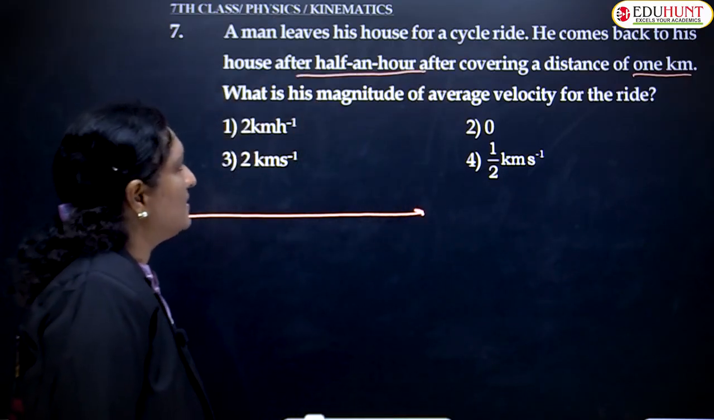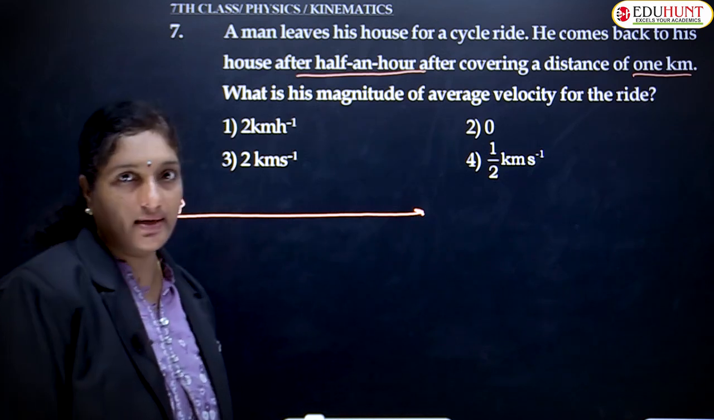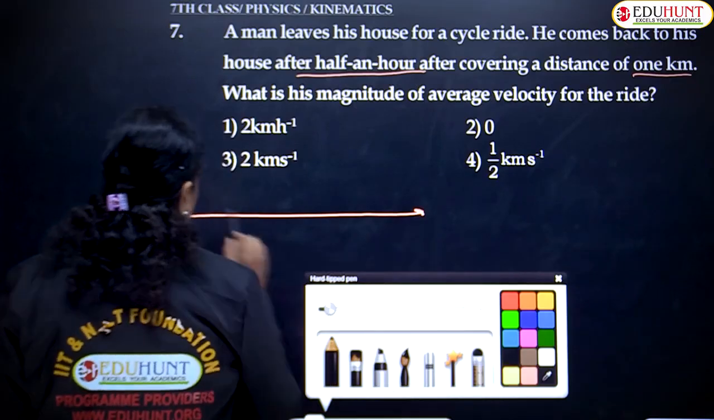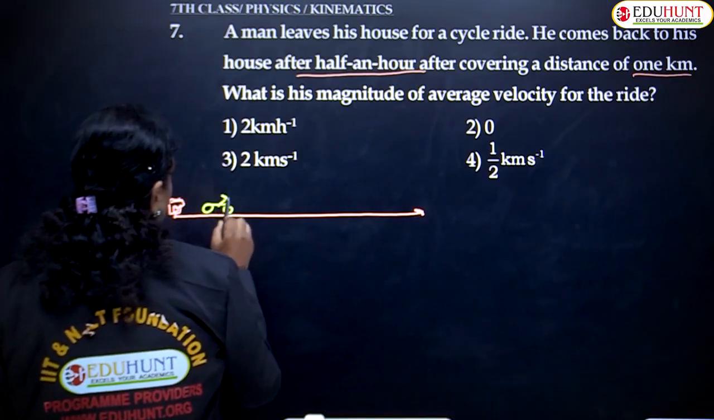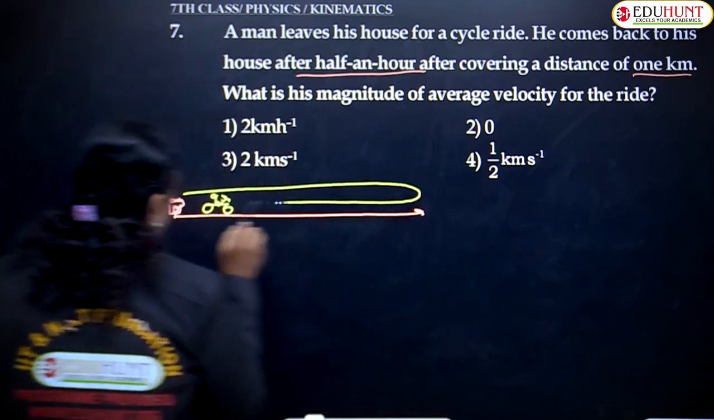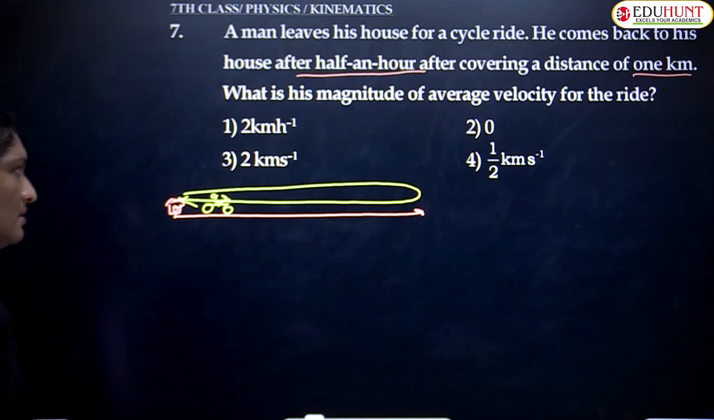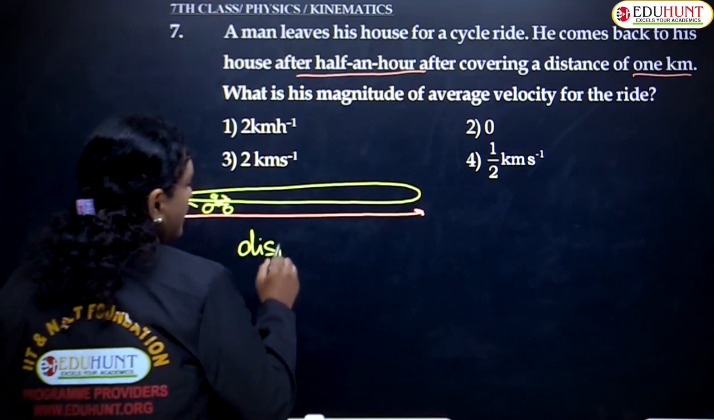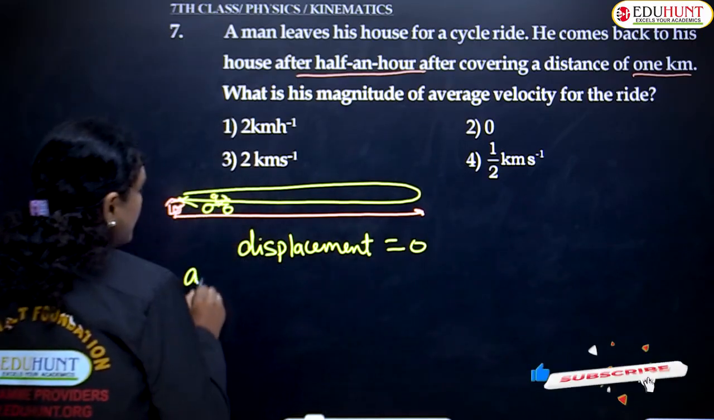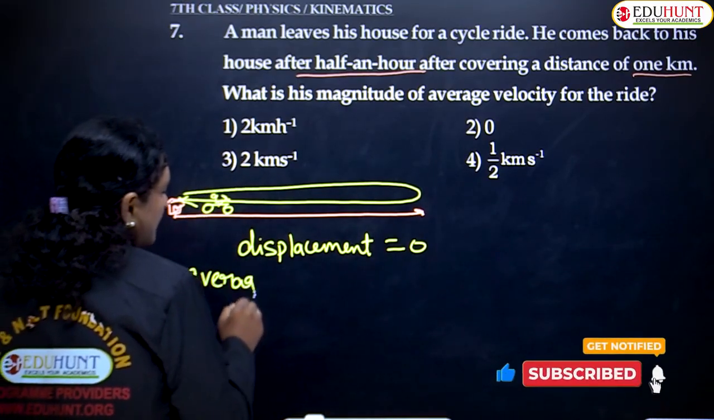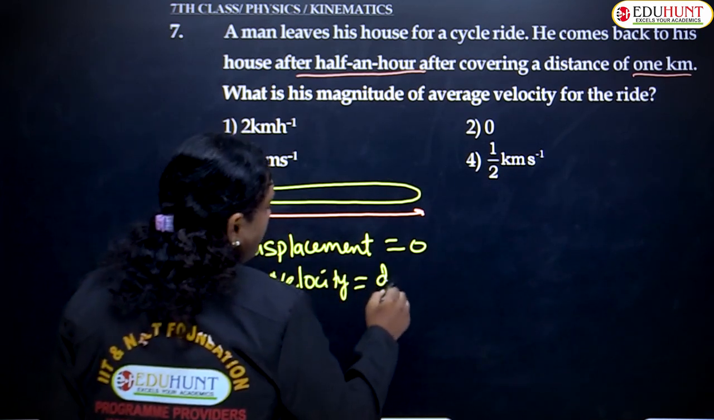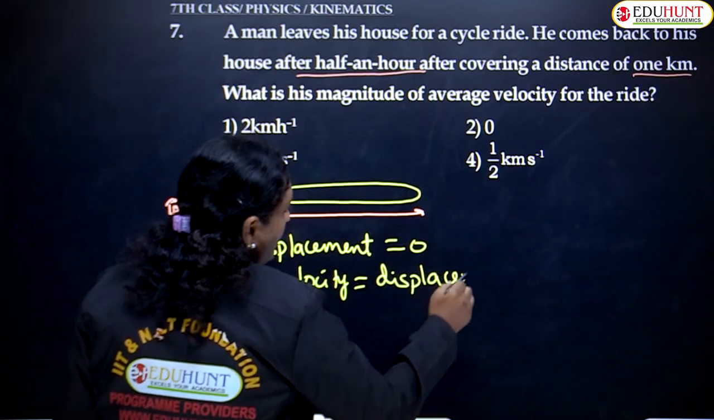What is the magnitude of average velocity for his ride? Children, if this person goes cycling something like this, goes from the house and again comes back to the same initial position, then what is the total displacement, children? Clearly total displacement is nothing but 0. So average velocity is nothing but total displacement upon total time taken.